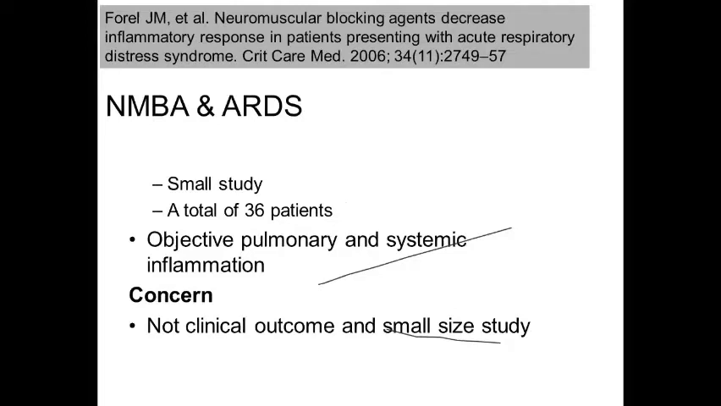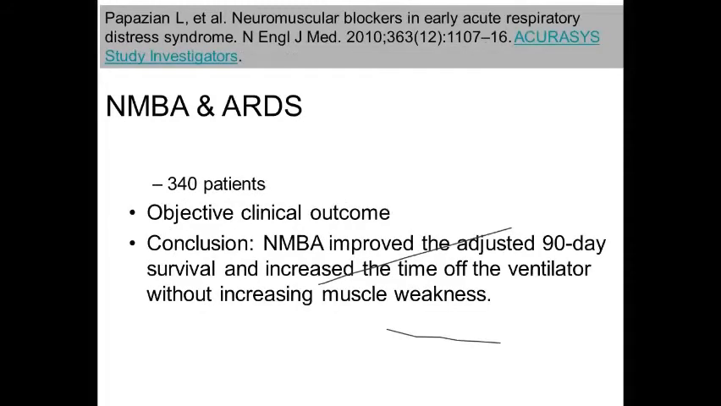Another one in 2006, a small study again, 36 patients. The objective is to look at the indicators and inflammatory markers in ARDS. It's not really clinical outcome indicators, and there is no benefit again, and it has a small size.